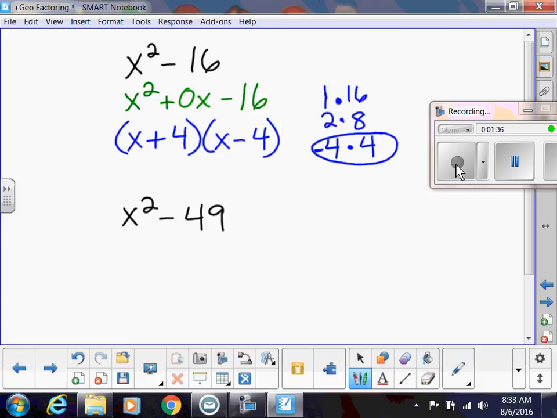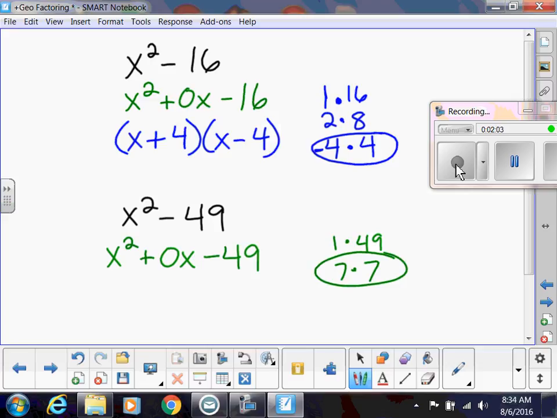Okay, so I want you to think about this one. We'll do it together. If I rewrite this one, x squared, and now I'm going to put a plus 0x minus 49. 49 is kind of nice because I've got 1 times 49, and then I've got 7 times 7. I don't have anything else that goes into 49. So I'm thinking 7 and 7.